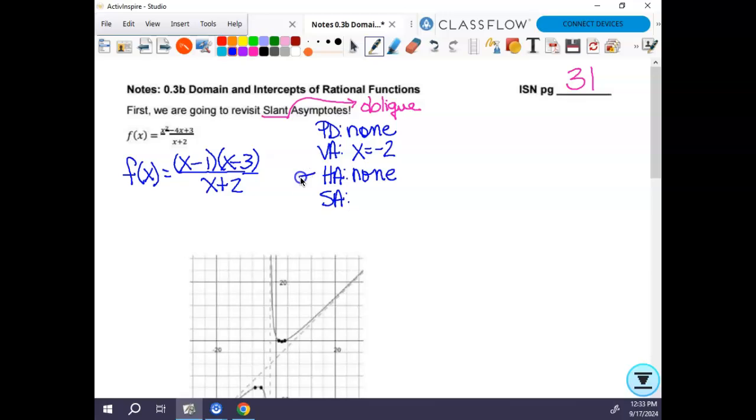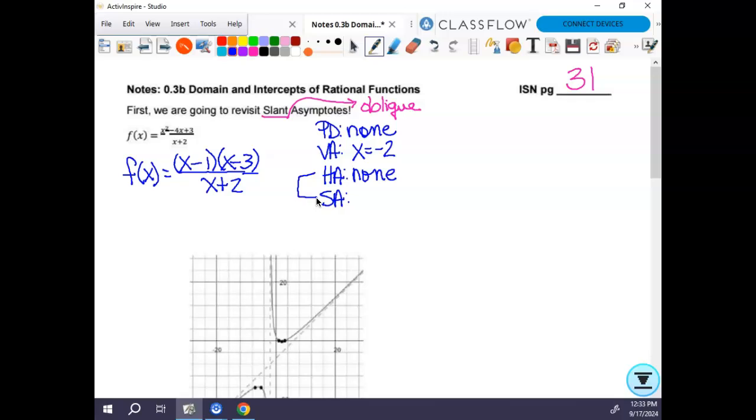And remember, you're not going to have these two things at the same time. You either have a horizontal or you have a slant. We're not going to have both, all right? There are some functions that have more than one horizontal asymptote, but we're not getting into those, so we don't have to worry about it. All right, so slant asymptote, how do I find where that is?